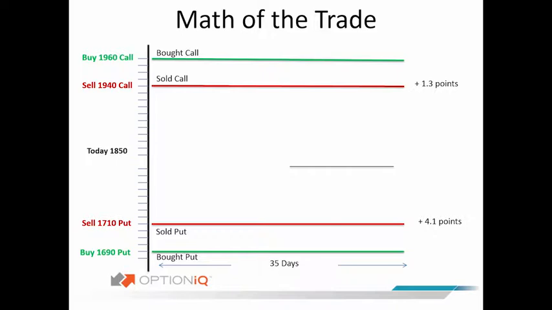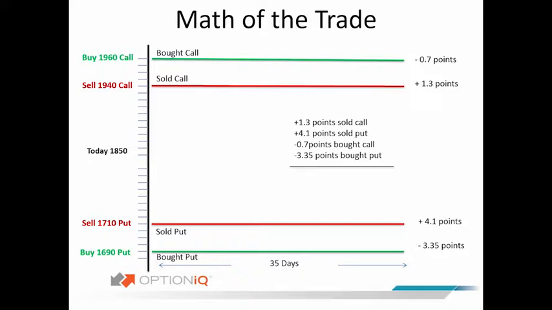So after I've sold and taken in some premium, I'm also going to buy my options. So the ones that I'm buying, the call, 1960, is going to cost just under a point. And the put, the 1690 put that I'm buying, is going to cost me 3.35 points. So now if I take all these numbers and we kind of do the math, we've sold a call and a put and taken in about 5.4 points. And then at the same moment, we've also gone out and we have purchased two options, a call and a put, for a total of about 4.05 points.